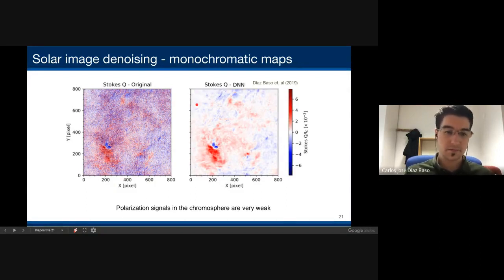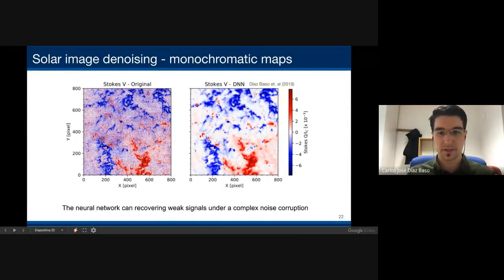So what we see here, and this is one of the main points, is that this is a monochromatic image close to the core of a Stokes cube of the calcium-2 line at 8542 angstrom. We see that the polarization signals coming from the chromosphere are very weak, and this method that uses the spatial correlation to reduce the noise can help a lot to recover these weak signals and then infer much better the magnetic field. And this is another example in a Stokes V for the same spectral line.